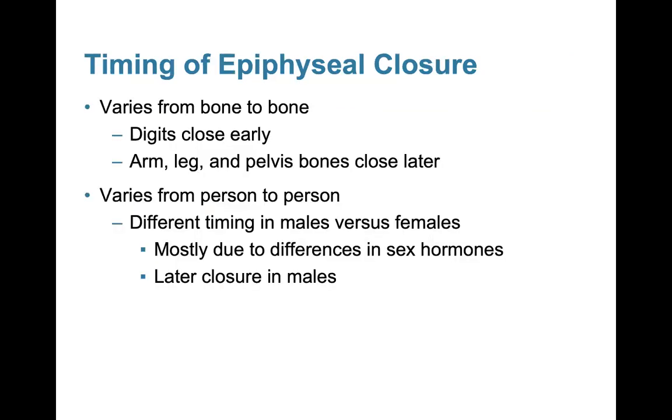Now, the timing of the epiphyseal closure can vary from bone to bone. Digits close early. Arm, leg, and pelvis bones will close later. This will vary from person to person. There is different timing in males versus females, mostly due to differences in sex hormones, with later closure in males.